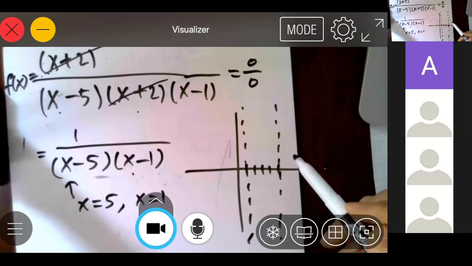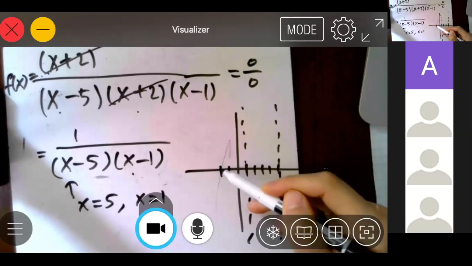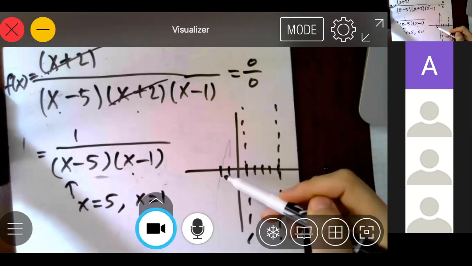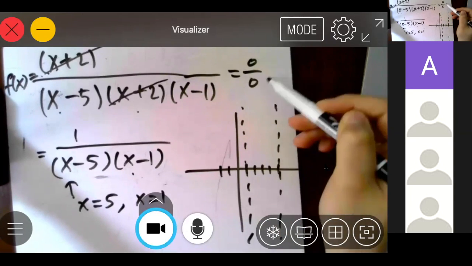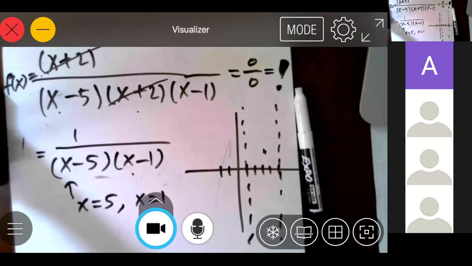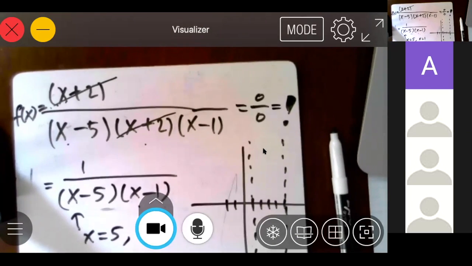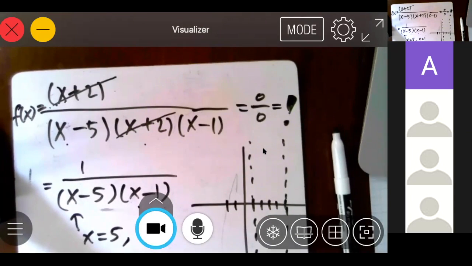So does that mean there's a hole in the function? Yes, there will be a hole. At x equals -2, you can never plug in -2 because originally it was undefined. So if you could try to plug this function into Desmos, let's see what happens. Go to your Desmos and see what happens.